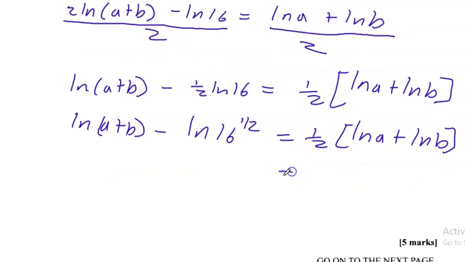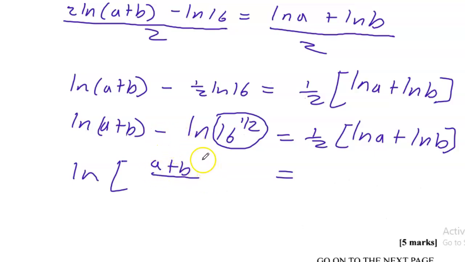And then now I'll end up with, on the left hand side, remember the square root of 16 is 4. So all of this will be 4, right? So 16 to the power half is 4. So rule of logarithm there. So ln, you can just combine the logs. So (a plus b), so just subtract, (a plus b) upon 4.